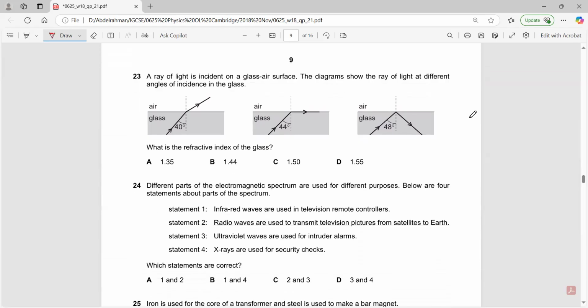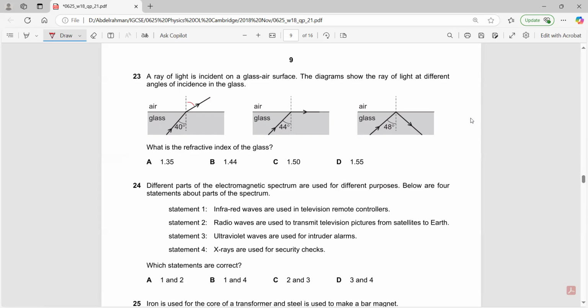Question 23. What is the refractive index of the glass? How can I find the refractive index? We had three equations. Can I use the speed of light in air over the speed of light in the medium? No, because I do not have the speed of light in the medium. Can I use sine theta A, the angle of the light in the air, over sine theta M, the angle of the light in the medium? We could, but we do not have the angle in this diagram.